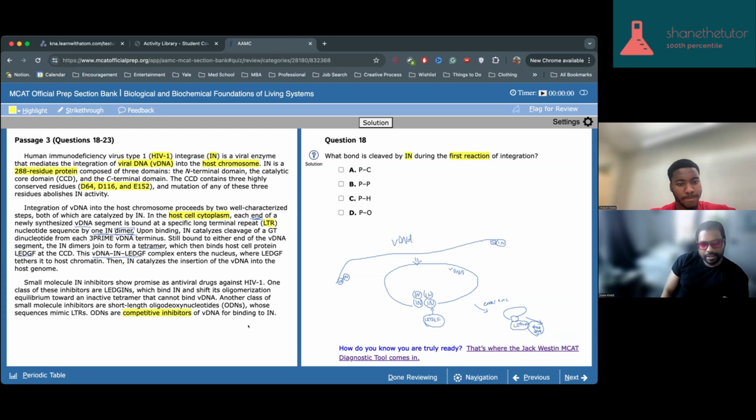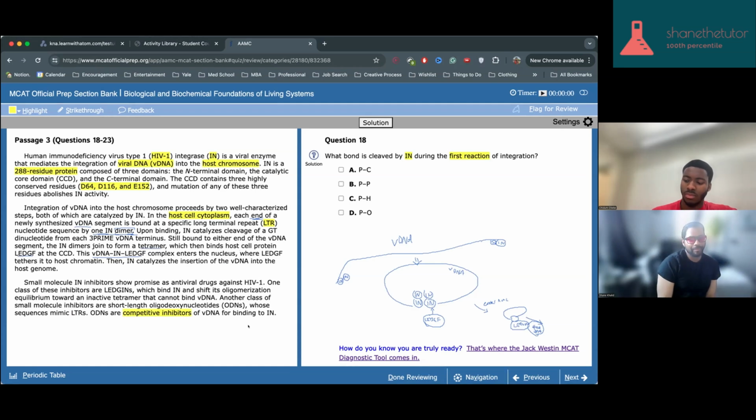So we start this paragraph off by talking about enzyme inhibitors. One type is LEDGIN, which apparently would bind to the IN and make it inactive, right? So that's going to be some type of uncompetitive, non-competitive, one of those other types of inhibitors. So that's the LEDGIN.